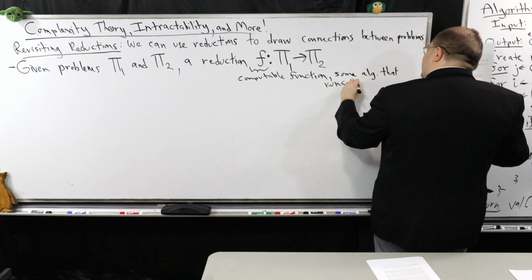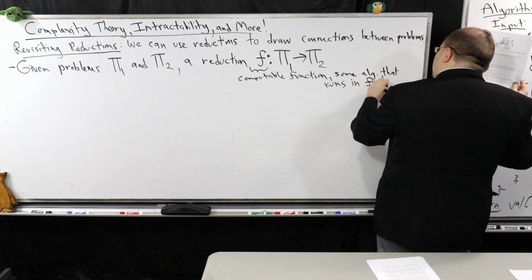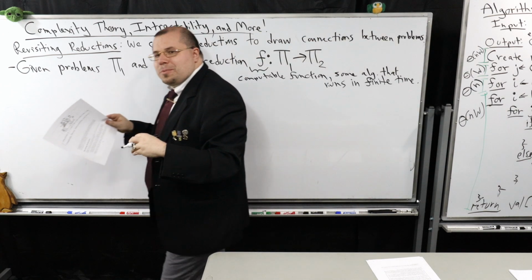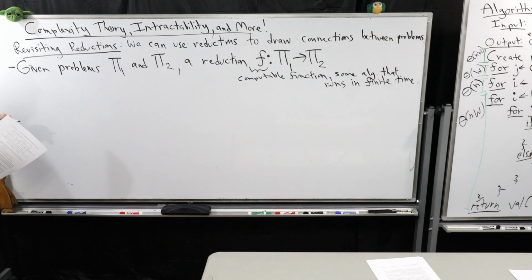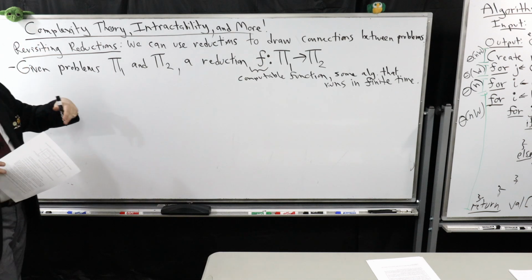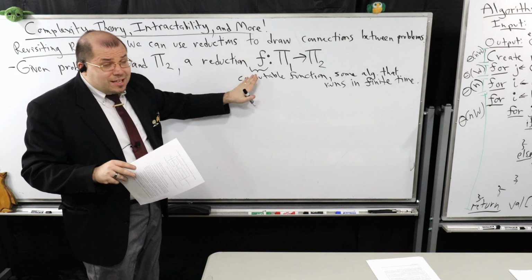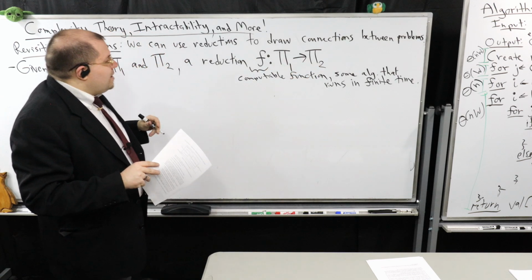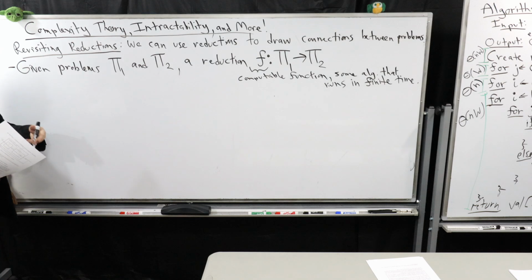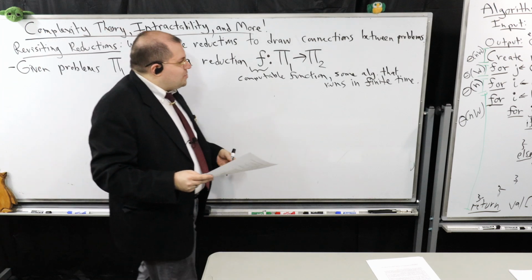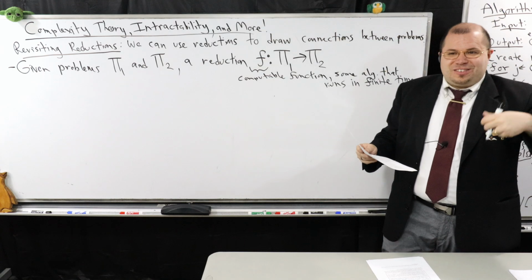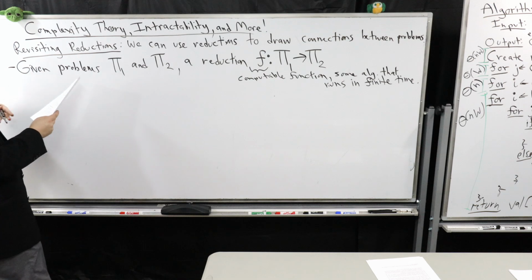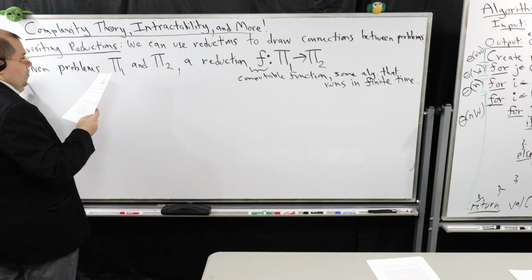We talk more about computable functions, for example, in CS 411. But the idea is that I have some function that's going to take and transform instances of Pi 1 into instances of Pi 2. So this f is a computable function. Just think of it as an algorithm. What it does is, as input, it takes Pi 1 and then it spits out an instance of Pi 2. You can think of it as transforming it or constructing that.